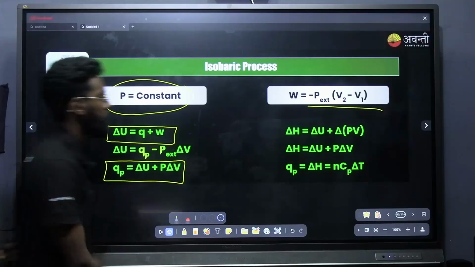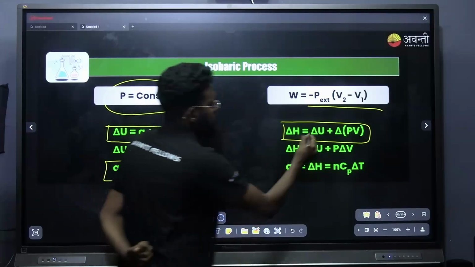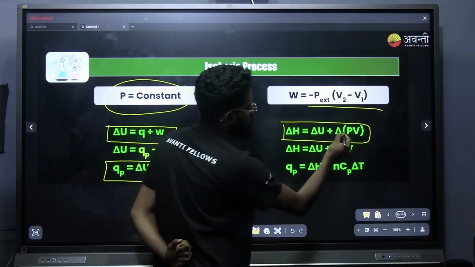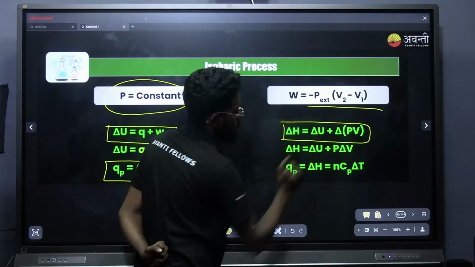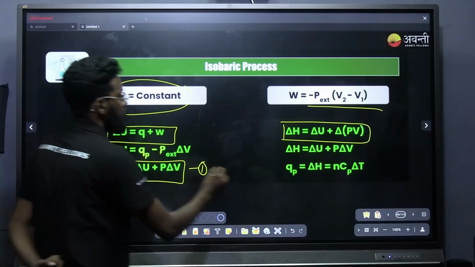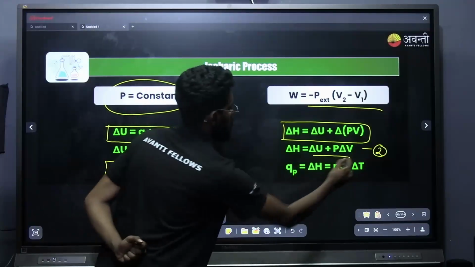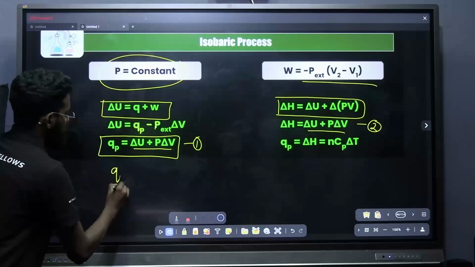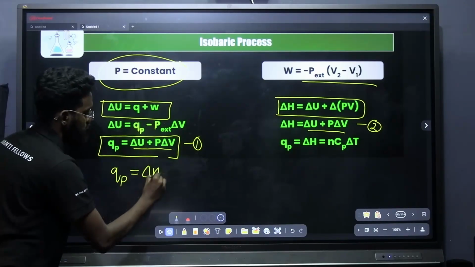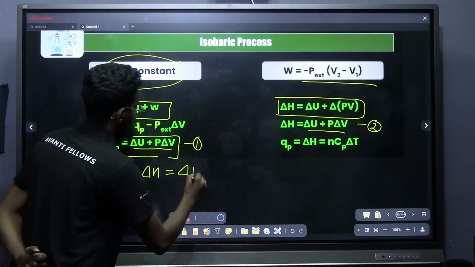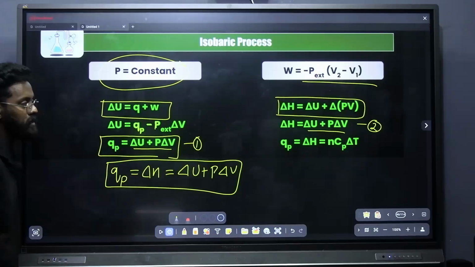Keep it here. Now coming to the equation of delta H: delta H is equal to delta U plus delta PV, right? At constant pressure, the equation becomes delta H is equal to delta U plus P delta V. Now if you observe equation 1 and equation 2, both are the same, delta U plus P delta V. So I can equate these two, which means QP is equal to delta H. Here I can verify QP is equal to delta H.